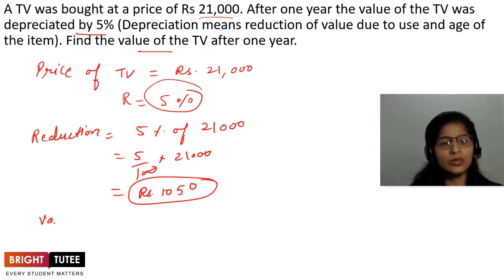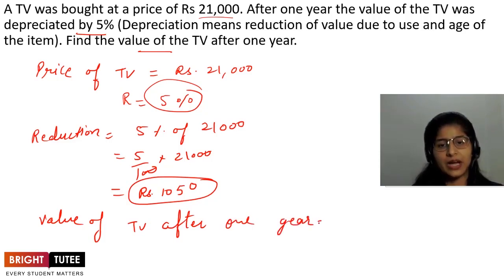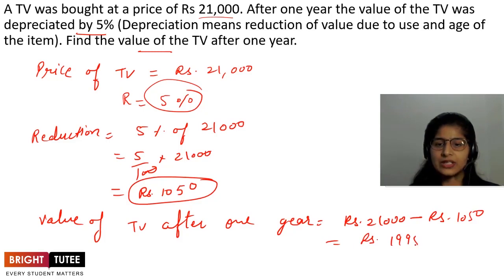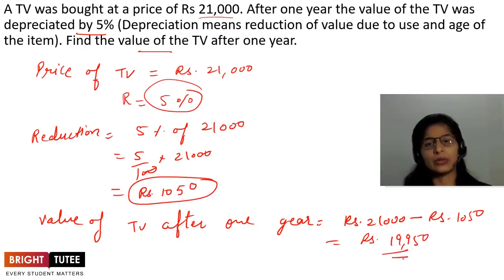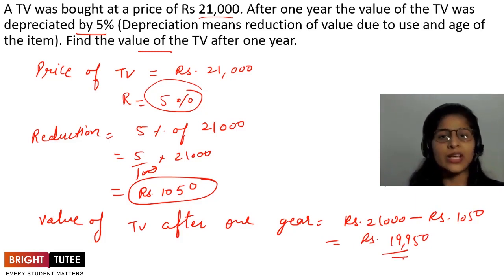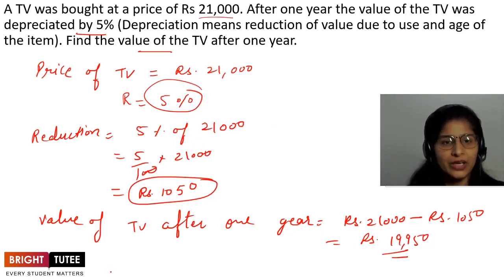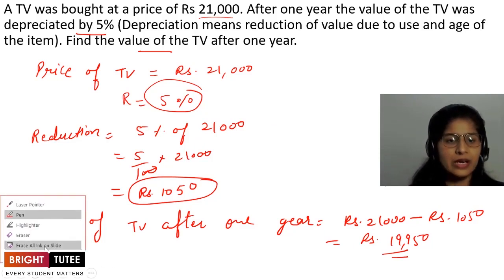So the value of TV after 1 year, you have to sell it for, suppose, rupees 21,000 minus rupees 1050, and that gives us rupees 19,950. Clear? So this is just a simple way of calculating it. One more thing that I would like you to know here is one method of how to use compound interest in this daily life problem. So I'll use compound interest now.